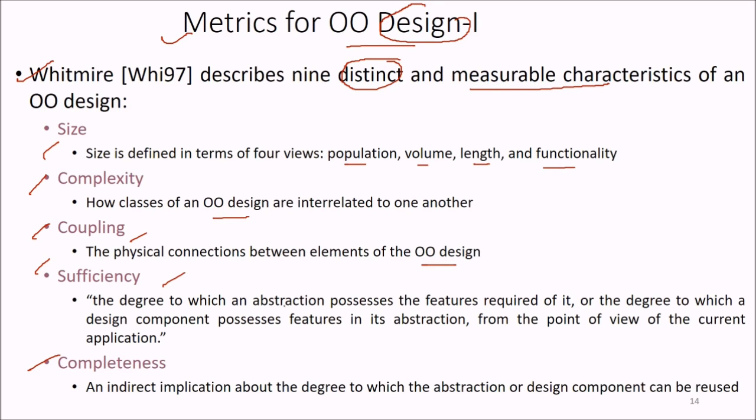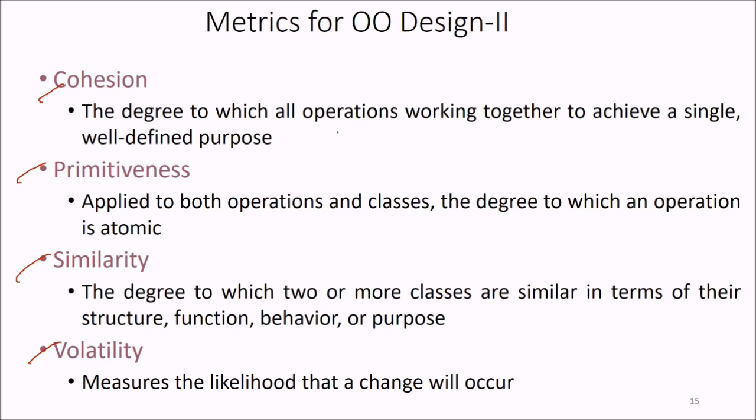Sufficiency is the degree to which an abstraction possesses the features required of it, or the degree to which a design component possesses features in its abstraction from the point of view of the current application. Completeness: this is an indirect implication about the degree to which the abstraction or design component can be reused. Cohesion: the degree to which all operations work together to achieve a single well-defined purpose.